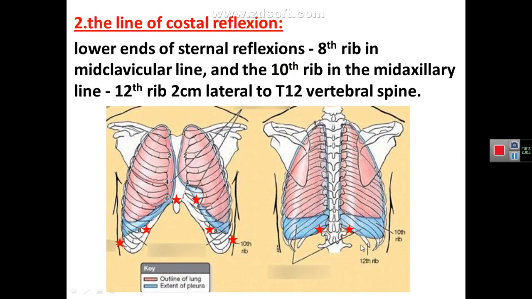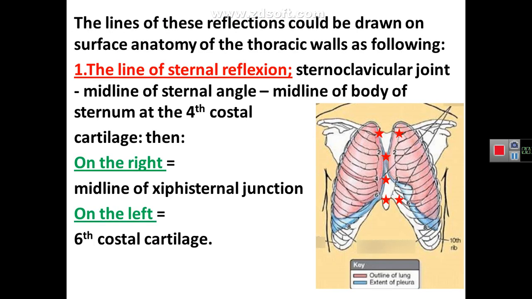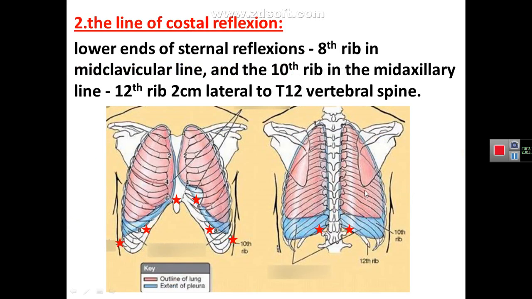The line of costal reflection will be drawn by joining the following points. I will put points just on the chest wall, and the line connecting these points will represent the costal reflection, just like the way we drew the line of the sternal reflection, with points that are connected. So I will draw points to draw the costal reflection, the inferior reflection.